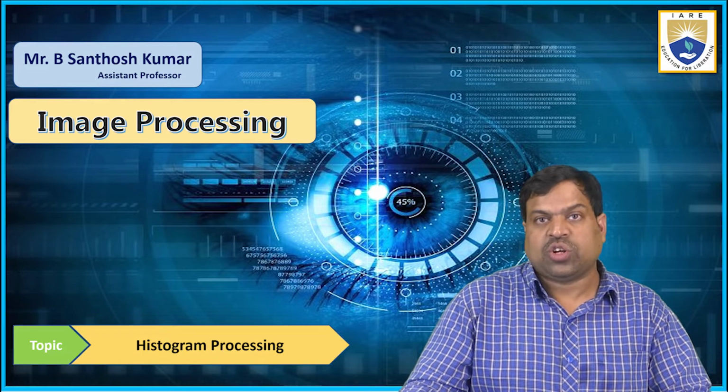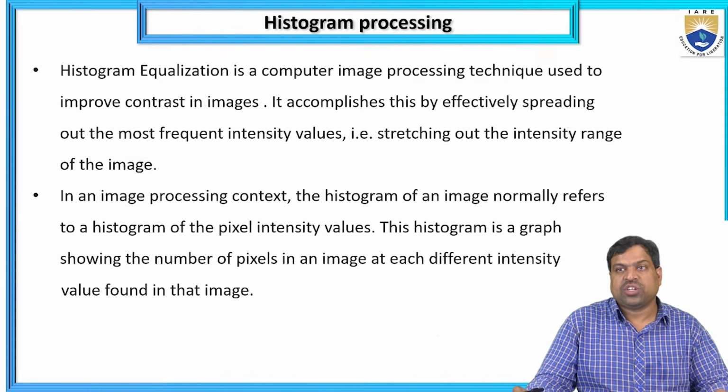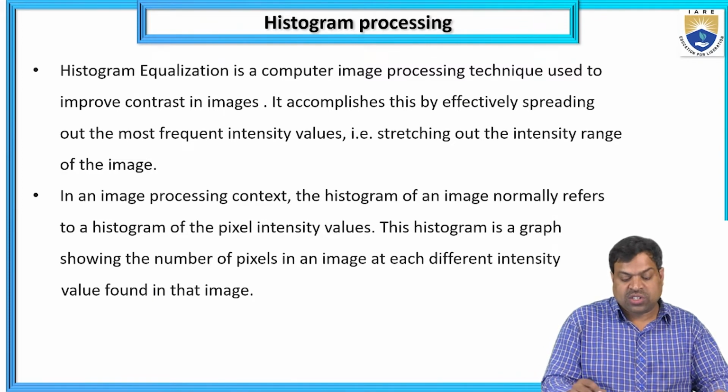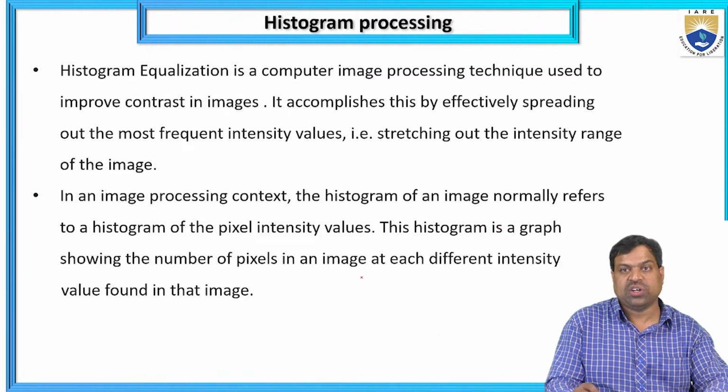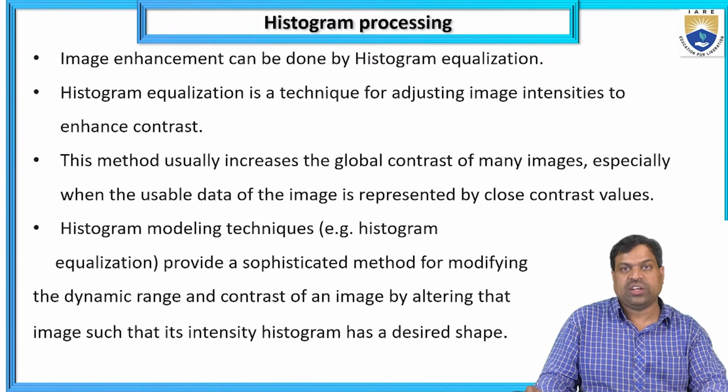So what is Histogram Processing? Histogram Equalization is a computer image processing technique used to improve contrast in images. It accomplishes this by effectively spreading out the most frequent intensity values, that is, stretching out the intensity range of the image. In any image processing context, the histogram of an image normally refers to a histogram of the pixel intensity values. This histogram is a graph showing the number of pixels in an image at each different intensity value found in the image.